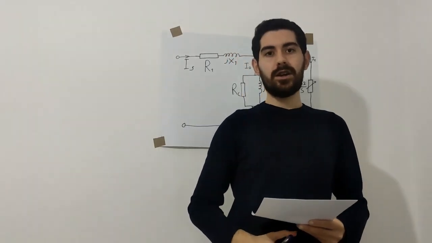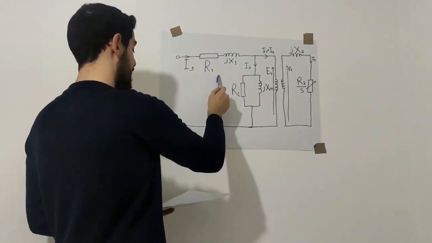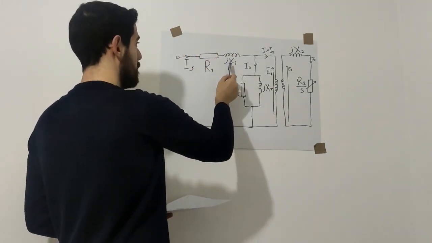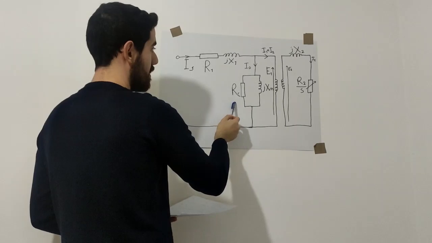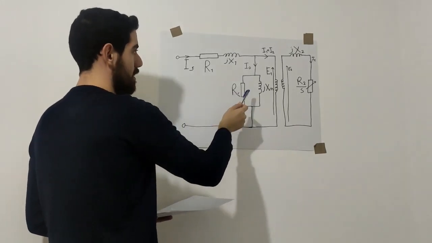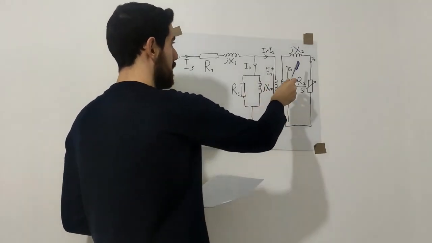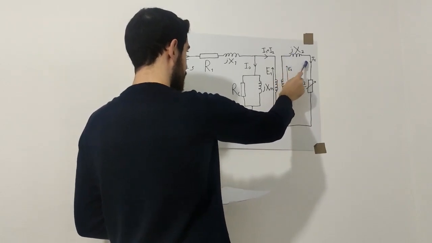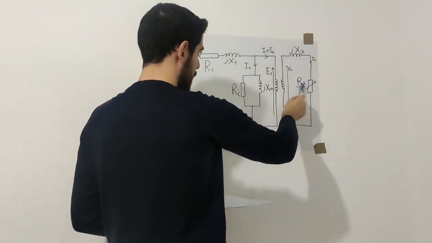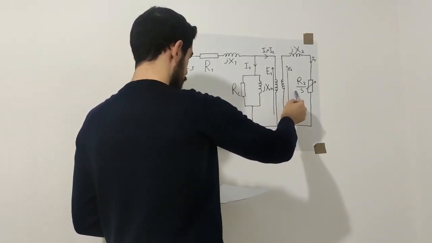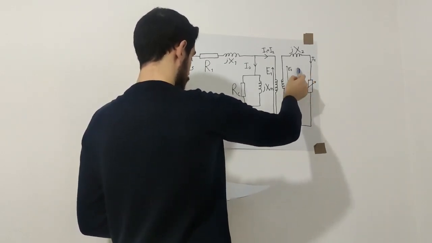So, if you want to check the equivalent circuit of a three-phase induction motor, we have R1, which is the winding resistance of the stator, and we have X1, which is the inductance of the stator winding. We have RC, which is the core loss, and we have XM, which is the magnetizing reactance of the winding, and we have X2, which is the rotor winding reactance referred to the stator winding, and at the last part we have R2 divided by S, which is the power of the rotor, which includes output mechanical power and copper loss of the rotor.